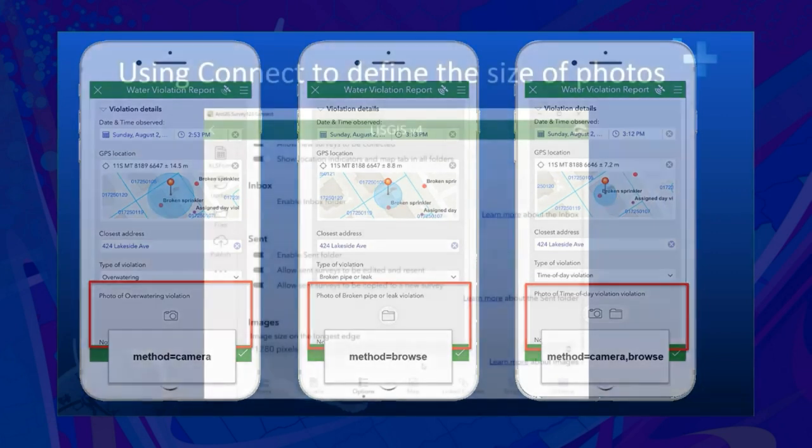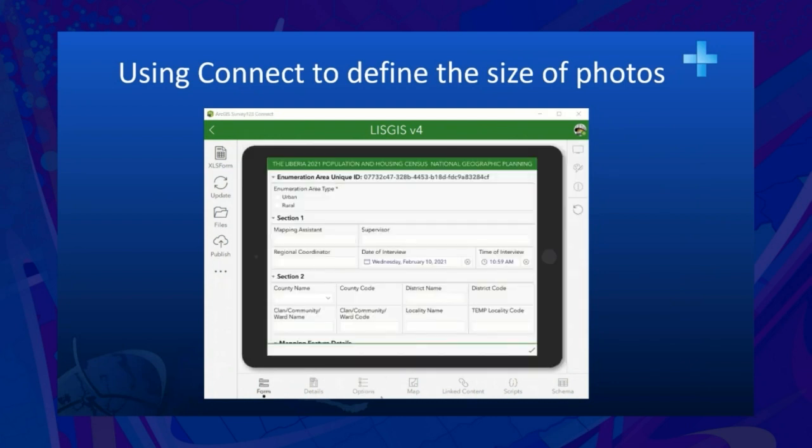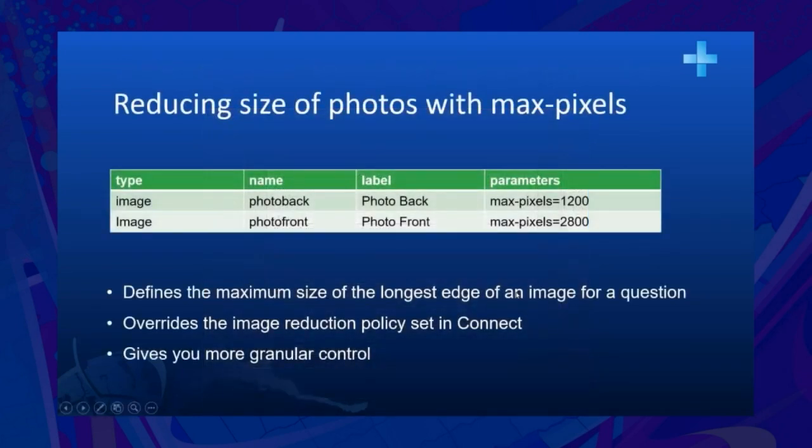I am sure you all know that from within Connect, you can control the image size that gets submitted to ArcGIS. You go into Options, set the image size. Okay, no news. Now, in this release, you can also use the max pixels parameter to assign the maximum size of an image at the question level.